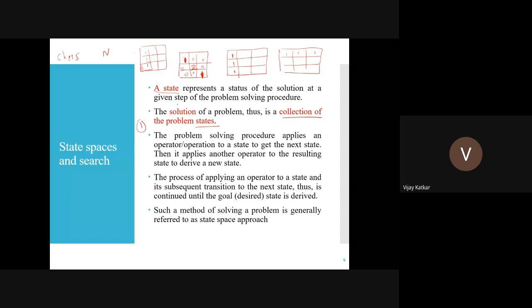Any doubt, class, till this point about the state and solution? No, sir. Okay, thank you.